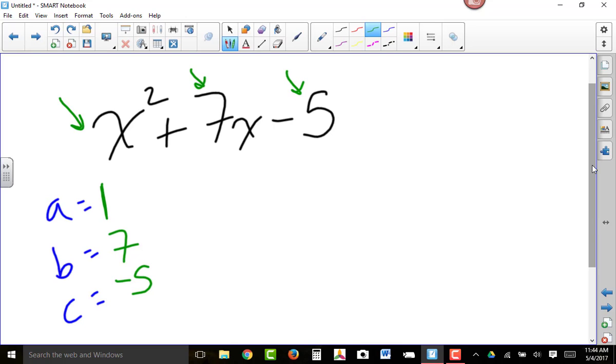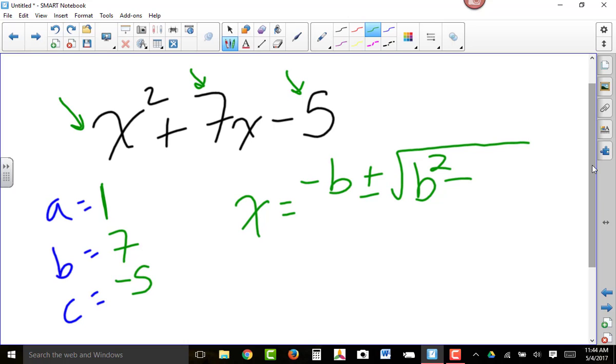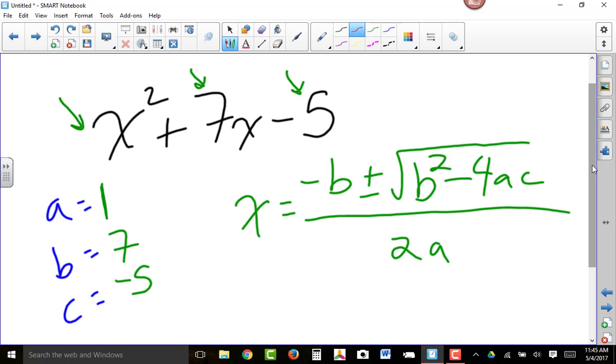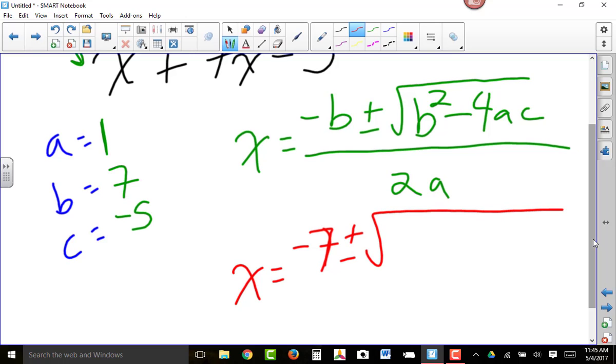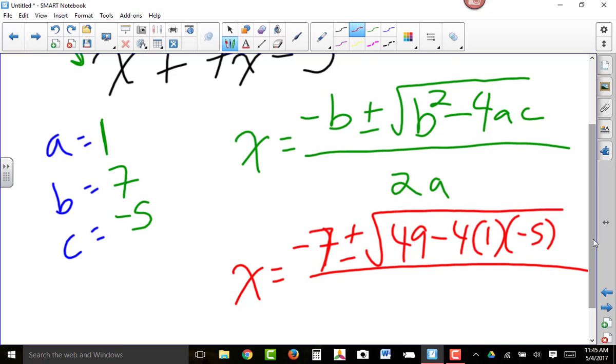So we go ahead and plug this into quadratic formula. And we've discussed quadratic formula a lot. Our roots are equal to negative b plus or minus the square root of b squared minus 4ac, all over 2a. Good. So now let's plug in these numbers. We have x equal to negative b, so negative 7. Sorry, 7 plus or minus the square root of 7 squared, which is 49, minus 4 times 1 and negative 5, all over 2 times 1. Are we okay? Yep.